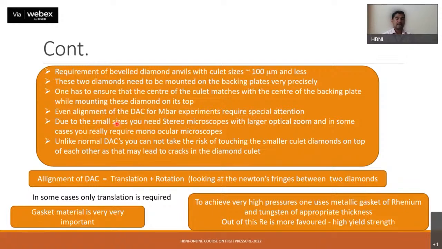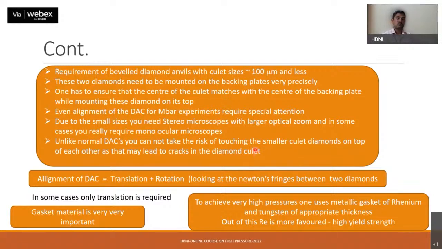Due to the very small sizes, for alignment and doing all these things, you have to do everything under stereo microscopes with larger optical zoom. And in some cases, you may really require monocular microscopes also with larger optical zooms. Unlike normal DACs, you cannot take the risk of touching the smaller culet diamonds on top of each other, as that may lead to cracks in the diamond.